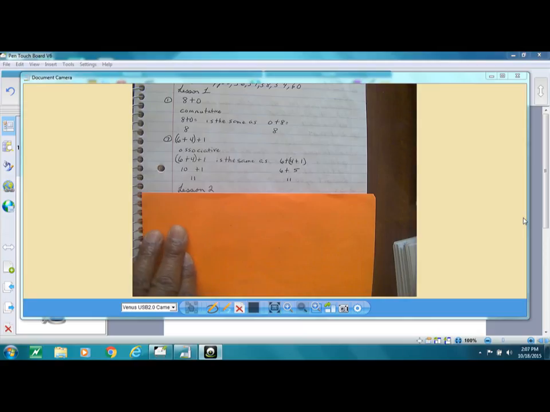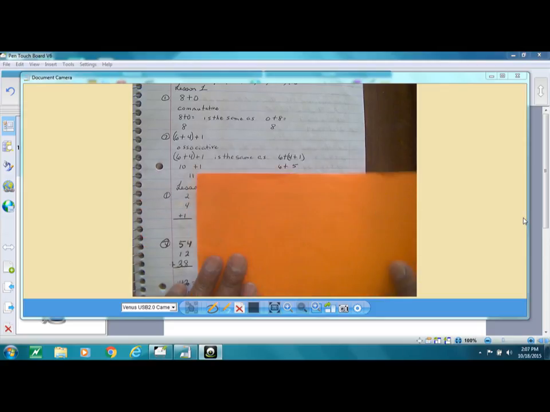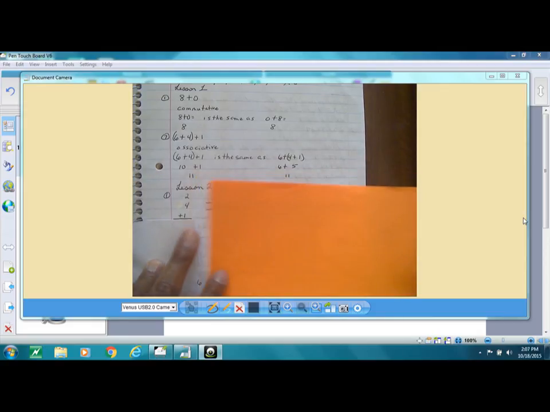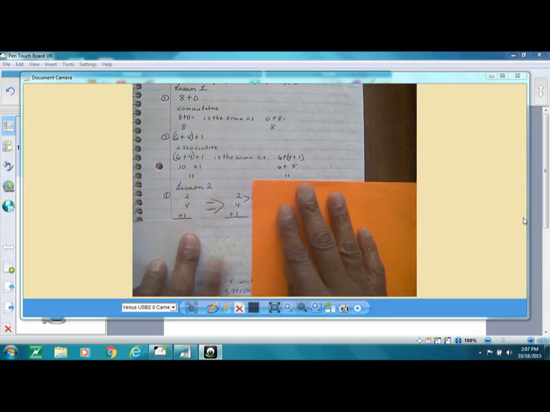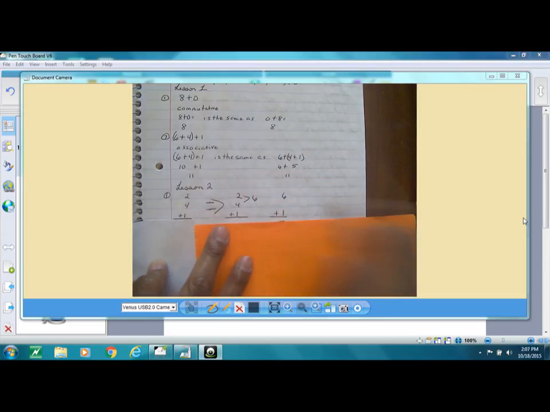Now we're going down to the bottom of the page, which covers lesson 2. On that part, they're asking us to find the sum. We have 3 addends, and they want us to find the sum. So to do that, we do 2 plus 4 equals 6, which gives us a new problem. We have 6 plus 1, which is 7.